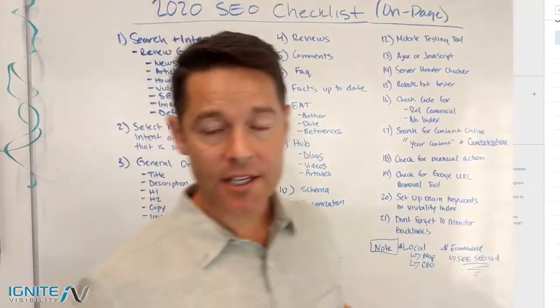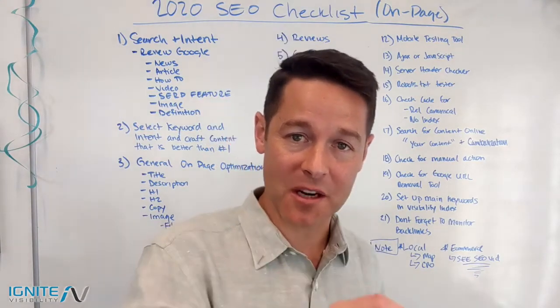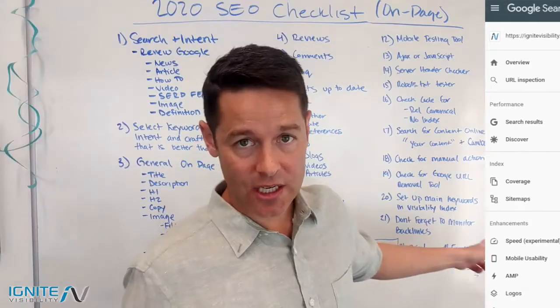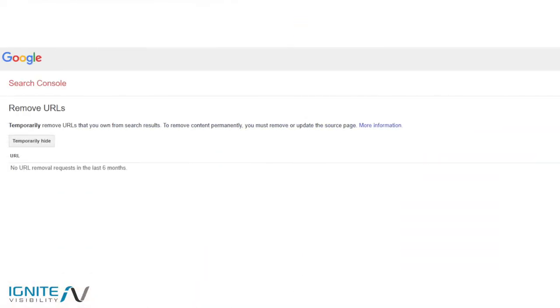Number 18, check for a manual action. So if you go inside Google Search Console, you can click a button and you can see if you have a penalty. That's a good thing to check for just to make sure that there's nothing holding back your ranking. Number 19, check the Google URL removal tool. Make sure nobody has removed that URL and it can still rank inside of Google.